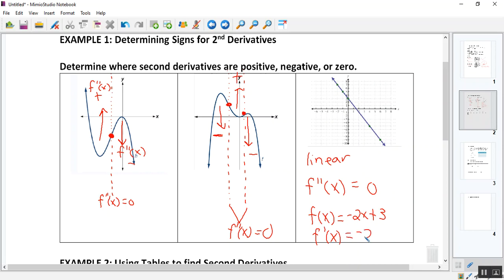Negative 2. And then what's the second derivative going to be? What's the derivative of any constant all the time? 0. For every x right here, the second derivative everywhere will be equal to 0, indicating there's no concave up or concave down part there. That makes sense? All right, let's rock.